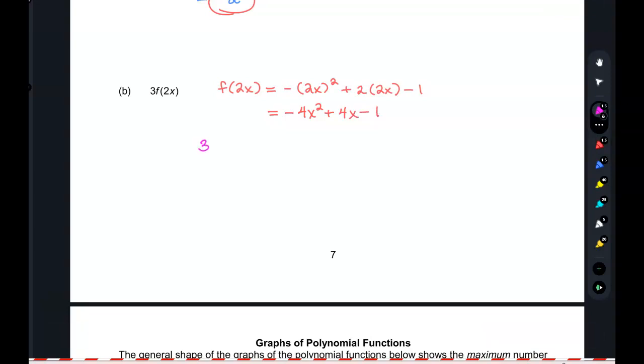Okay, now let's do... Okay, well, what's 2x squared? You would square the 2 and square the x, so that would be 4x squared. And then there's a negative in front, right? So negative 4x squared. 2 times 2x is 4x, and then minus 1. Okay, now we're just going to multiply everything by 3, so negative 12x squared plus 12x minus 3. Perfect.